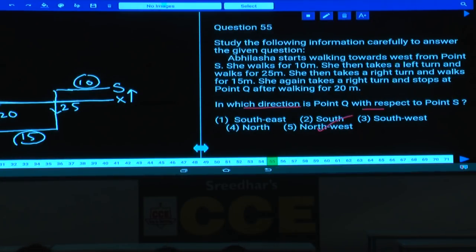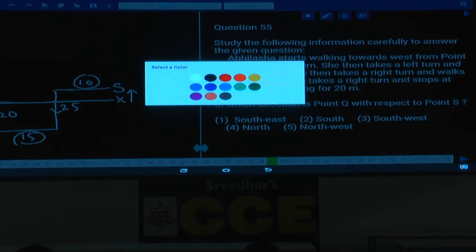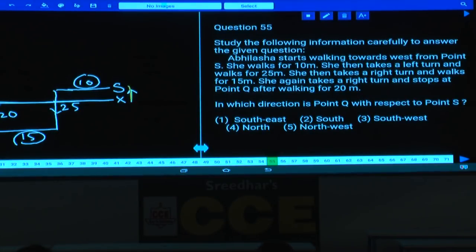Then question number 55: in which direction is point Q with respect to point S? S is here, Q is here. Now this is south, and this is west. South and west, southwest is the answer. Clear now? Hence Q is towards which direction? South and west, southwest, and southwest is choice 3. Now this is about question number 54 and 55.